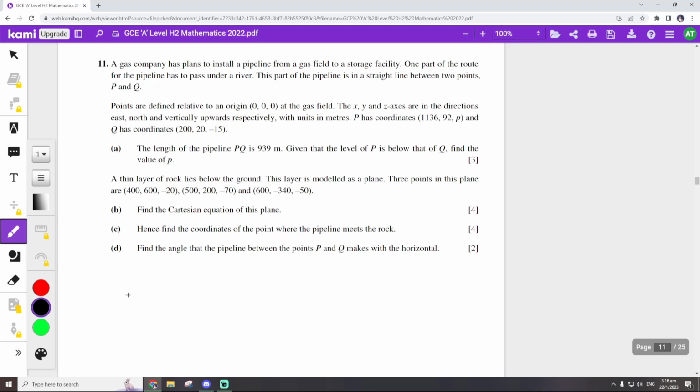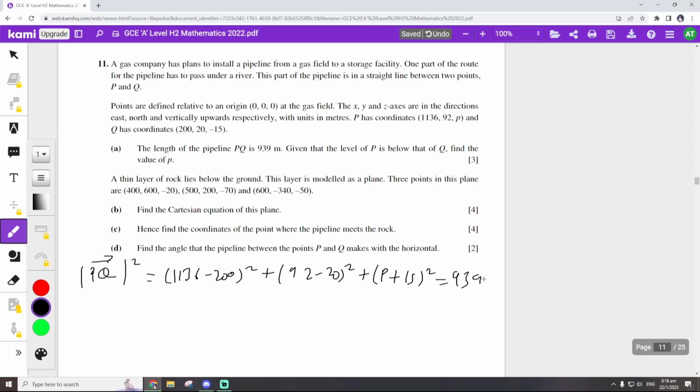Okay, so the magnitude of PQ, in fact I'll consider the magnitude of PQ squared, so that I can find 1136 minus 200 squared plus 92 minus 20 squared. And I know I'm kind of writing them in the wrong order, but it doesn't matter in this case because it is squared. So this is 939 squared.